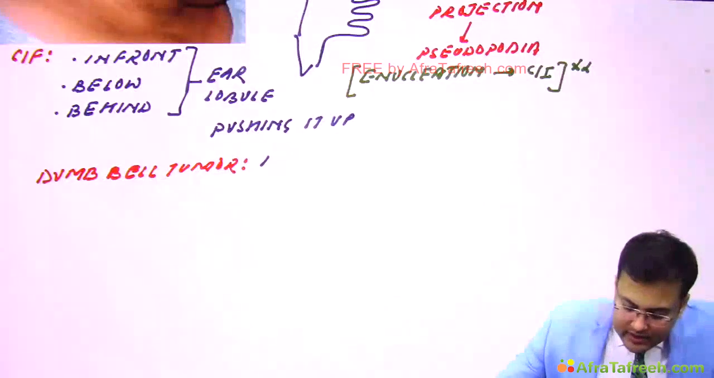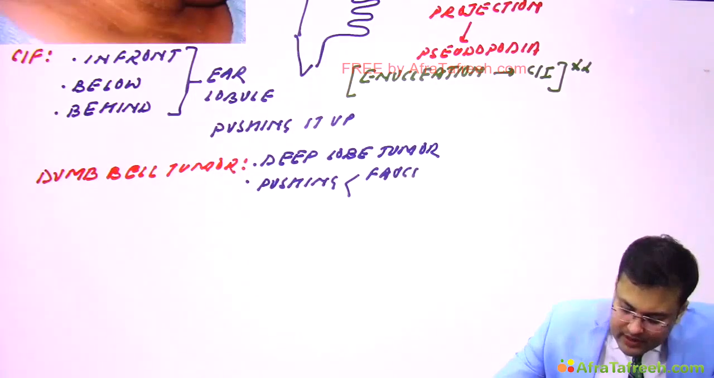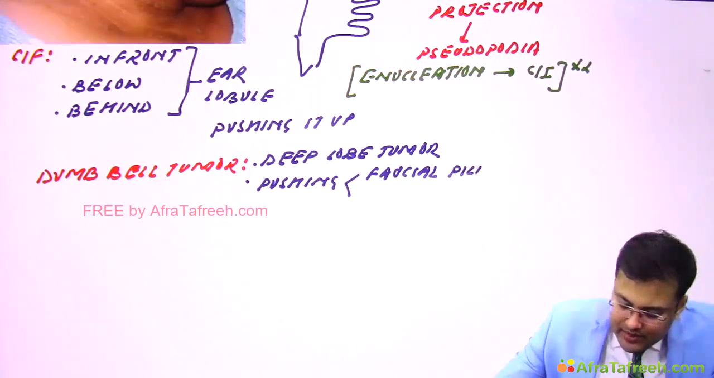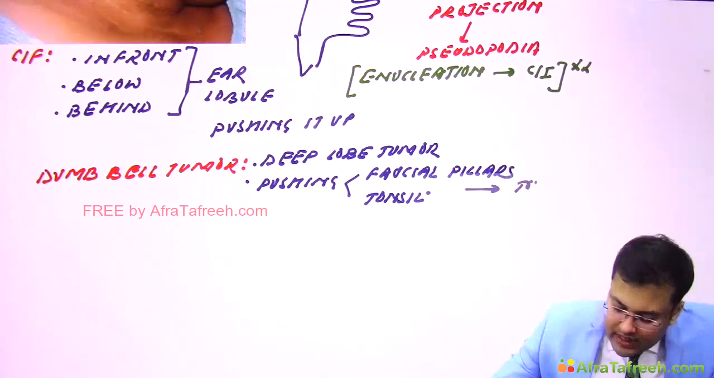So this is a deep lobe tumor. And what's the problem here? Pushing the fascial pillars and tonsil towards the midline. That's why it is known as dumbbell tumor.